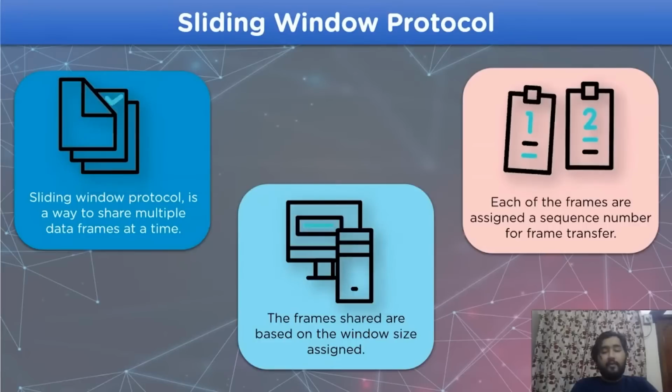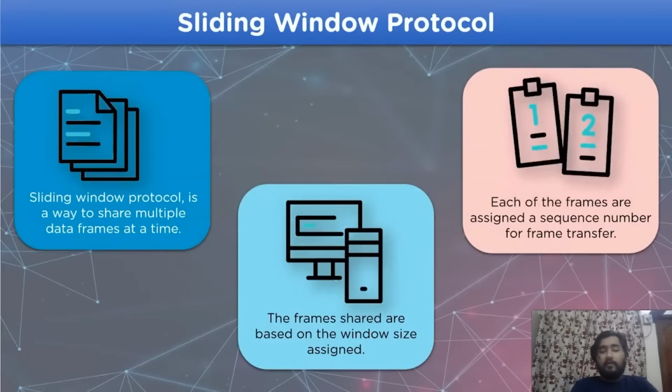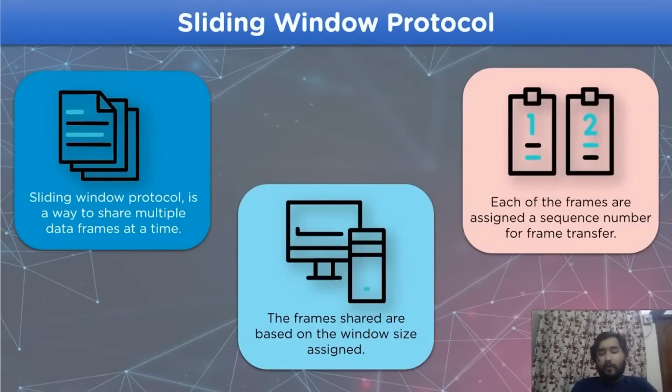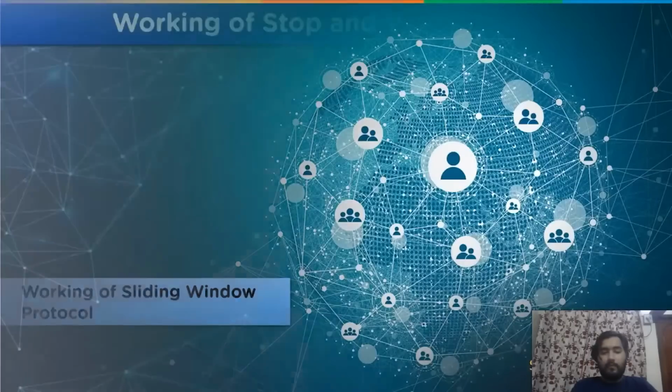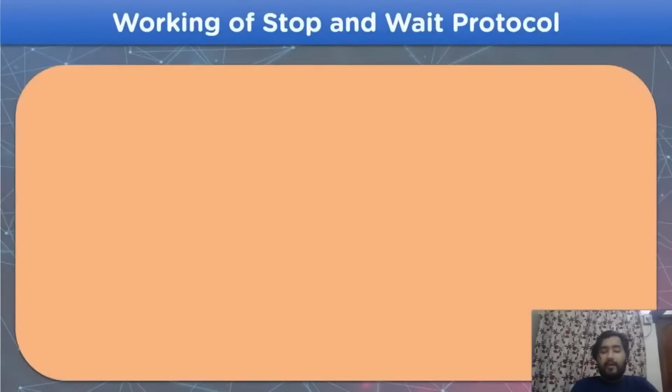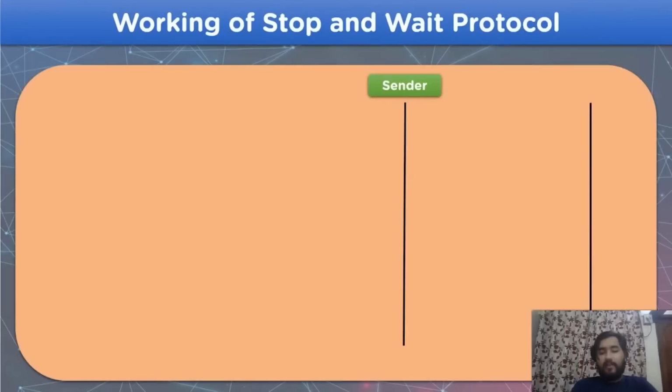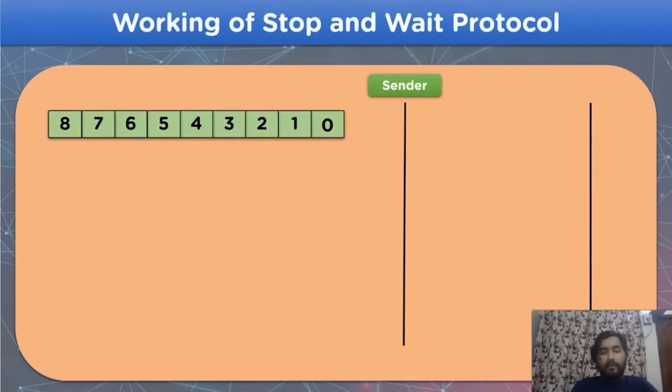Till this point in the video, we have already learned the definition of the sliding window protocol. Now let's look into the working steps of the sliding window protocol. To begin with, we have a sender side and a receiver side in the network channel. Then we require the frames, where each frame is given a sequence number. For this example, we are using 0 to 8, which means a total of 9 frames are available at the sender side.